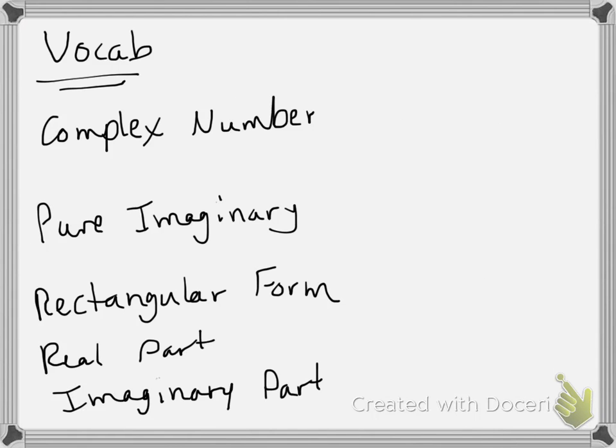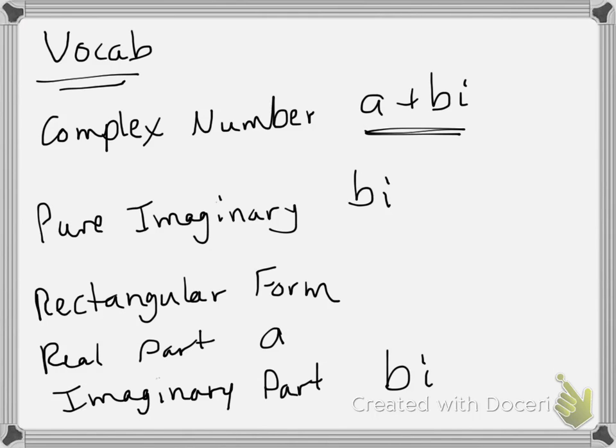Alright, so a little bit of vocab. Complex numbers. These are numbers that are in this form: a plus bi. The imaginary part is bi, and the real part is a. This format is the rectangular form. So complex numbers always have this rectangular form.